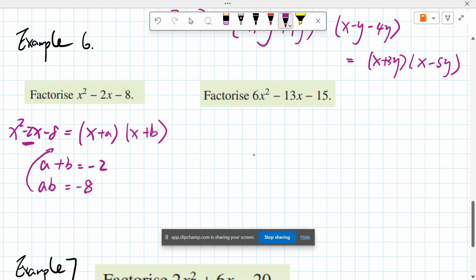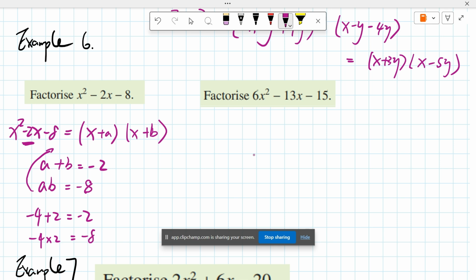So, okay, as long as we know those two. What we do is we try to figure out what two numbers add to equal minus 2, and also multiply each other to equal minus 8. I have some thoughts. If I say minus 4 plus 2, that equals minus 2. And also minus 4 multiplied by 2 is equal to minus 8.